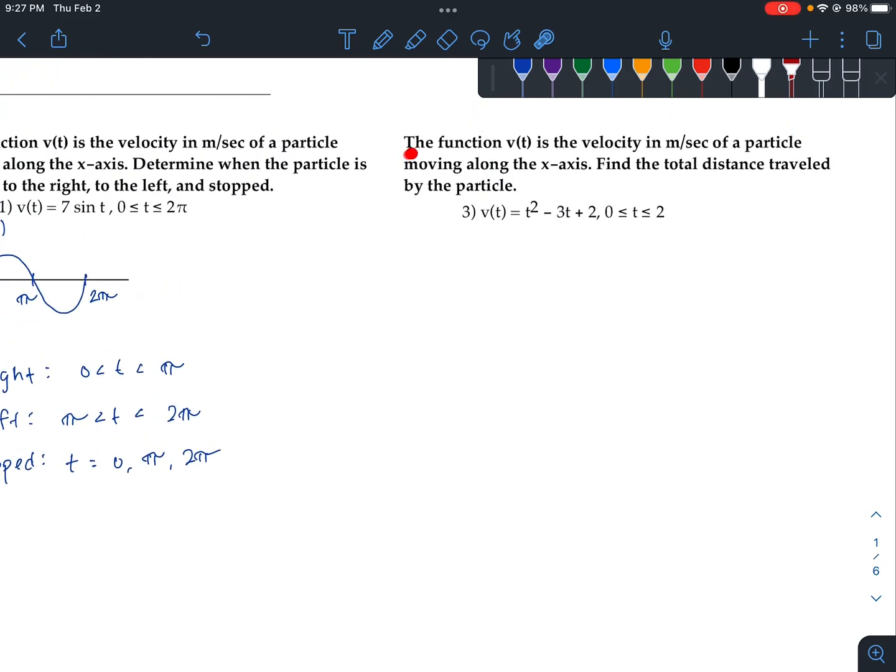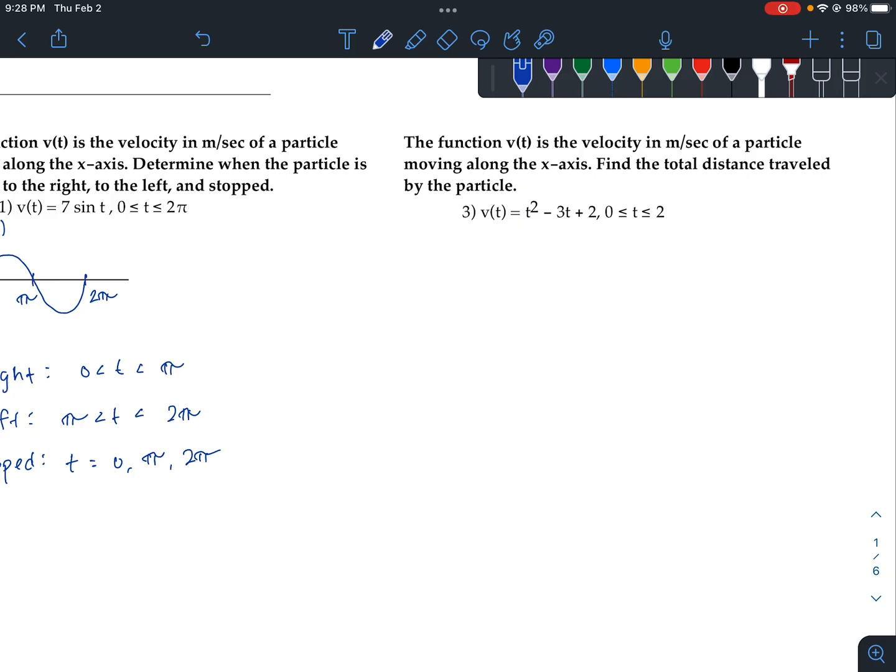Okay, so the function v of t is the velocity in meters per second of a particle moving along the x-axis. Find the total distance traveled. Okay, so the difference between displacement and distance traveled is that, like I gave before, of a particle that might move 5 this way and then 8 from there, the total distance traveled is 13 in this particular instance. And in order to calculate total distance traveled, you need absolute value. So essentially what we need to know is when this crosses the x-axis.